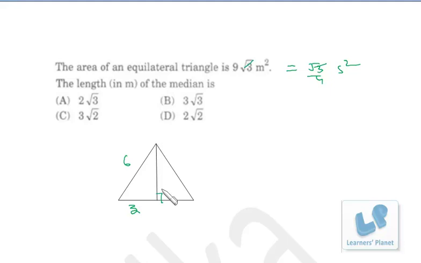Okay, so this is perpendicular as well as median. So we have to find out its length. So this square minus this square is equal to this square, right? So 36 minus 9, that is 27. That is median square. So 27 is 9 into 3. That is median square. So median will be 3√3, right? A 30-second problem.